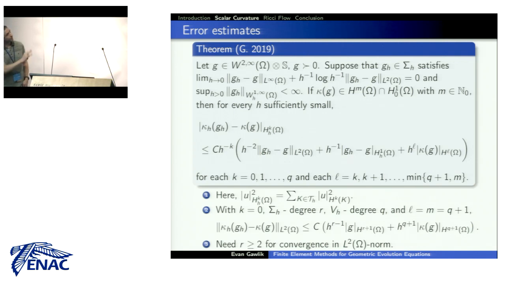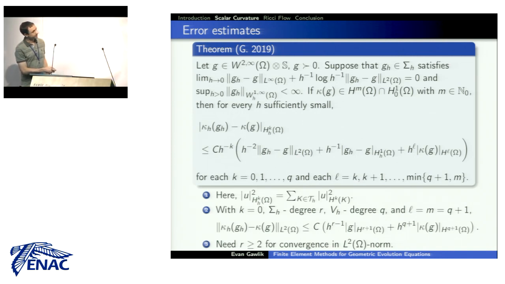So I won't go through the details of this slide, but I'll just describe roughly what it's saying. If you take a smooth metric G, and you approximate it with a sequence of regular finite elements G_H, which is approaching G, then you can prove that the difference between kappa H and kappa is getting smaller and smaller as you refine your triangulation, provided that G_H approaches G.